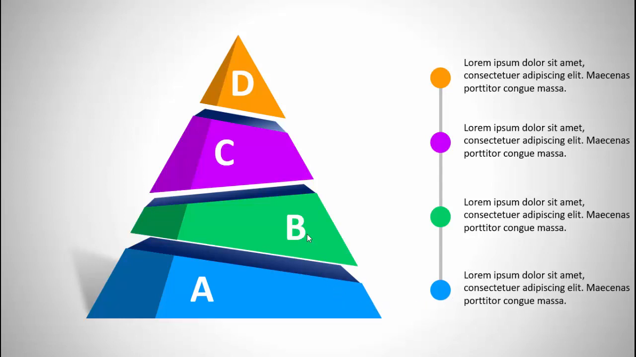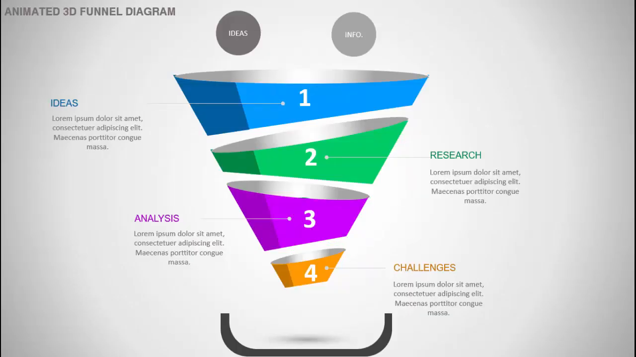In my last tutorial, I explained how to create a 4-step 3D pyramid. Now, using the same template, I am going to convert the pyramid into a funnel diagram, which looks something like this, where you get all the inputs and the result will be the output. And you can see the same 4 steps I have used. So let's see how to convert this into a funnel diagram.